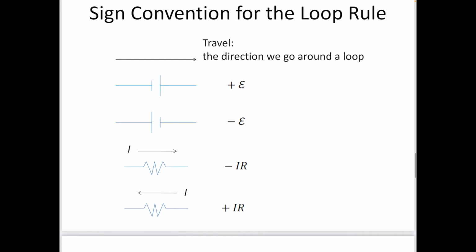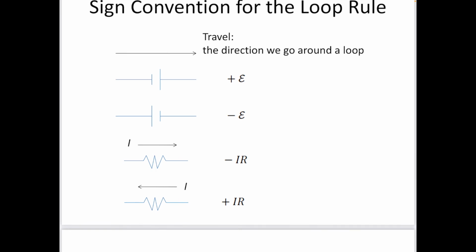If the current is flowing through the resistors, minus IR. In this case, the current and the direction of the loop are exactly the same. If the direction of the current is opposite to the direction of the loop, then you should put positive IR. This is the sign convention for the loop rule.